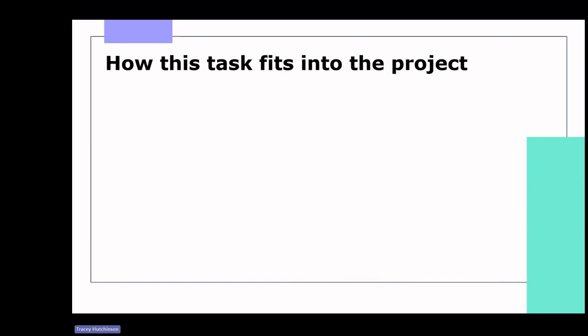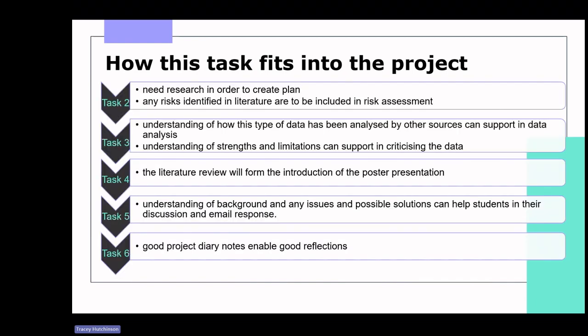Understanding how Task 1 fits into the broader project is essential. In Task 2, the students' primary goal is to gather research. This research will be the foundation for creating their project plan. Importantly, any risks students identify in the literature must be included in their risk assessment. Task 2 sets the stage for the project's risk management.